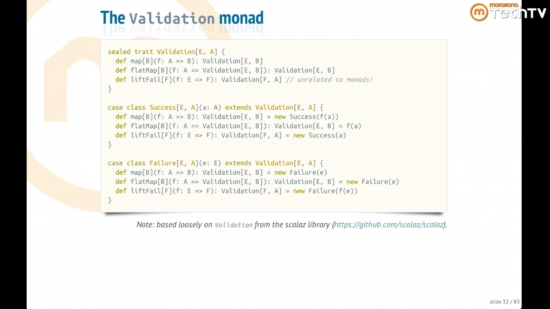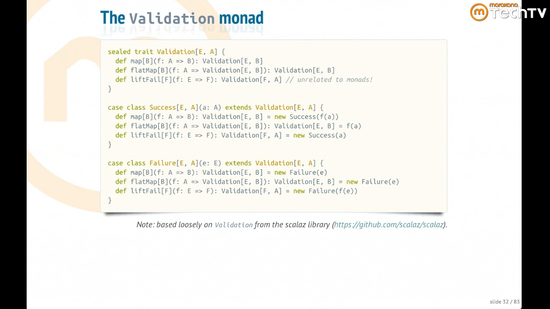Now, to get back to this lift fail thing, this is something I should mention. I've based this validation monad implementation loosely on the validation trait and case classes from the ScalaZ library, which is very handy. I'm not going to talk too much about it here, but it really does a good job of filling in the blanks in the Scala standard library implementation. It's something that you should definitely consider using, or at least exploring for your projects.